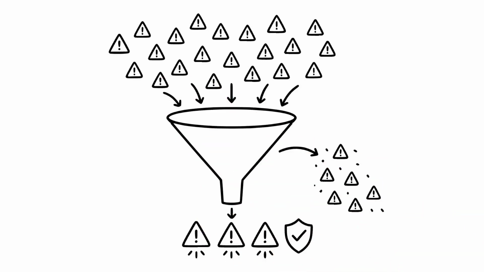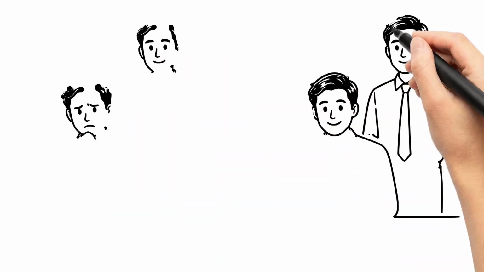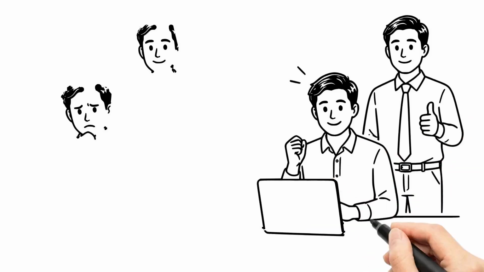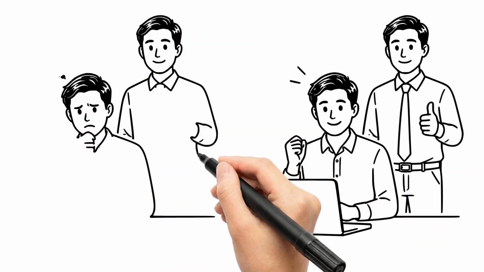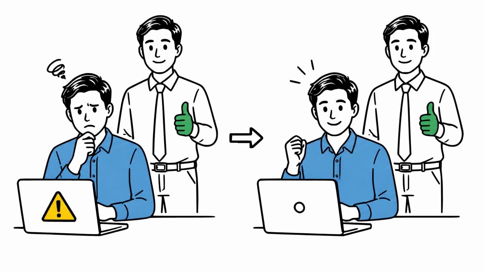Human factors also matter. People may delay remediation due to workload or fear of breaking systems. That's why leadership support is vital. When management backs timely patching, priorities stay aligned.